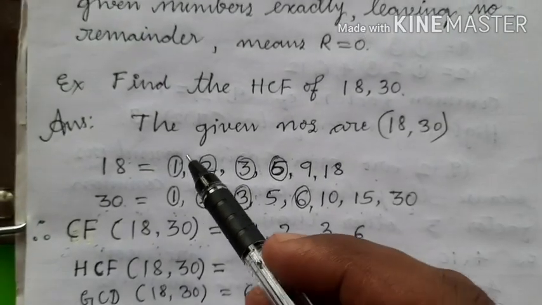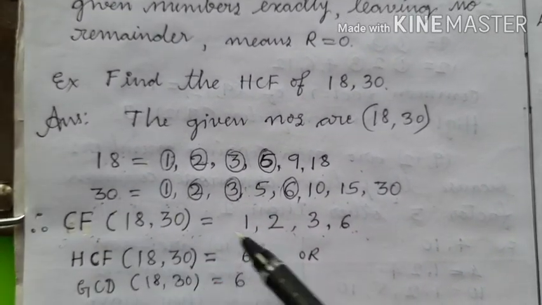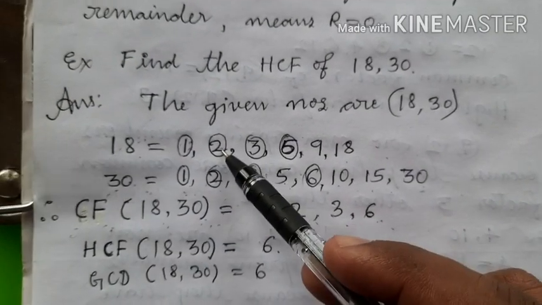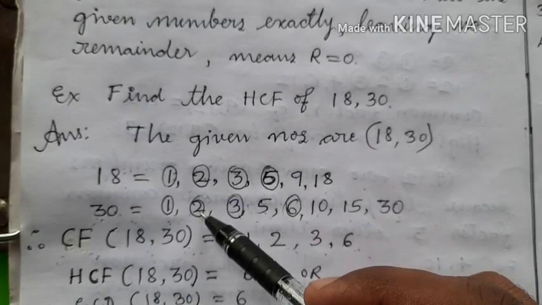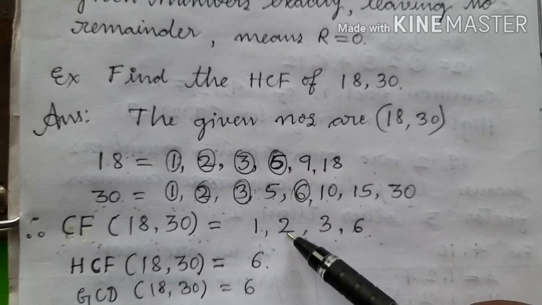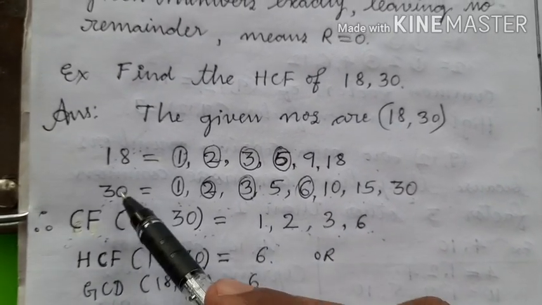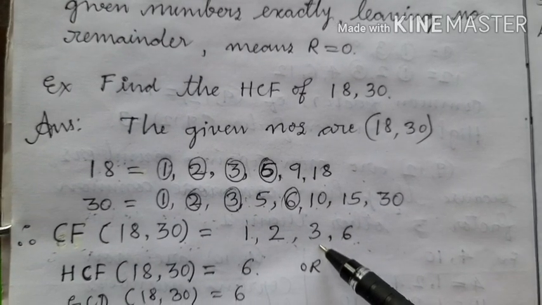Okay. See here, children, 1 is a factor of 18 also, 1 is a factor of 30 also. Therefore, 1 is the common factor of 18 and 30. 2 is a factor of 18 also, 2 is a factor of 30 also. That is why 2 is the common factor of 18 and 30. 3 is a factor of 18 also, 3 is a factor of 30 also. That is why 3 is the common factor of 18 and 30.